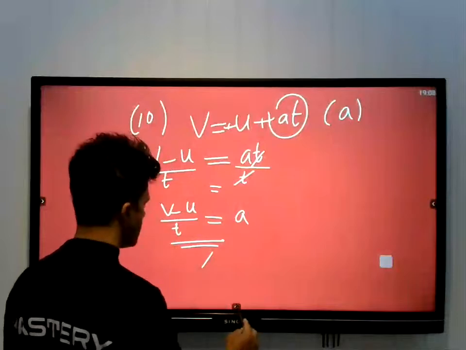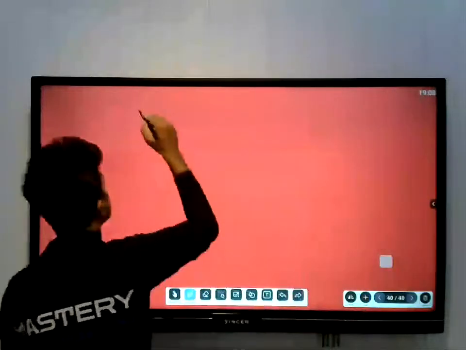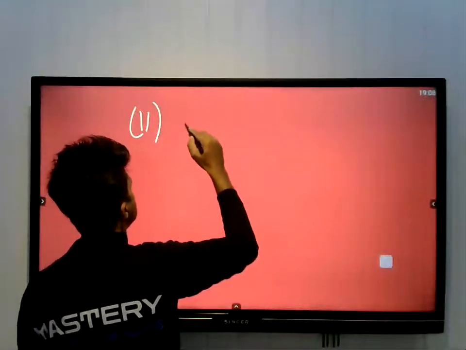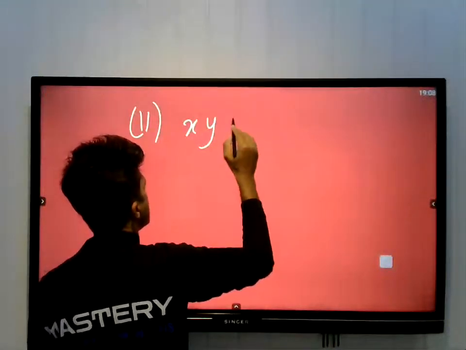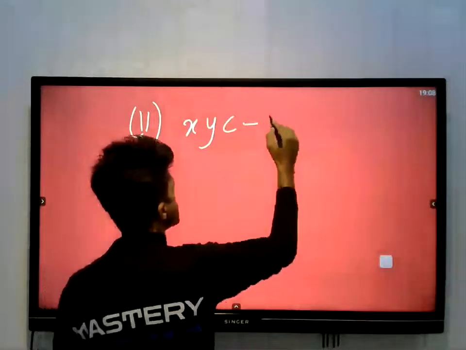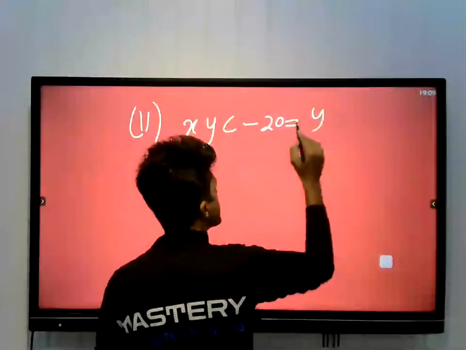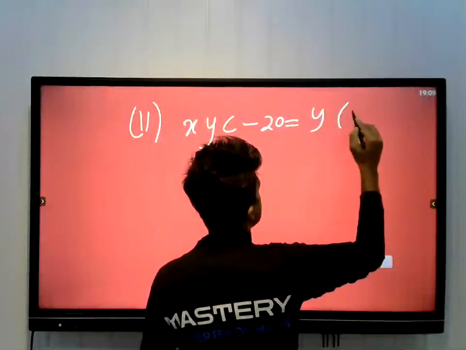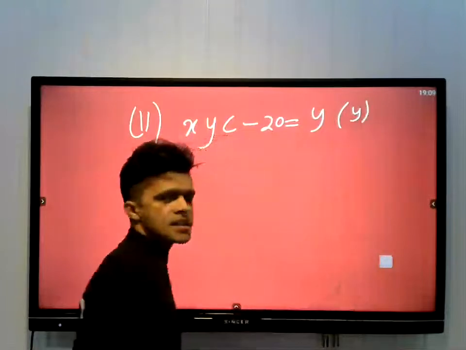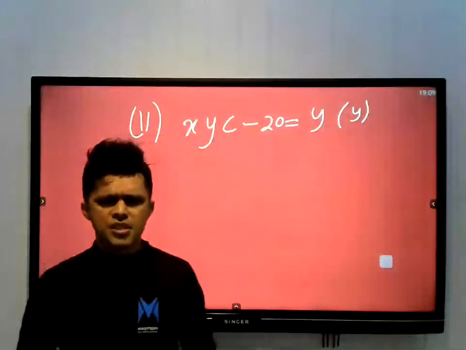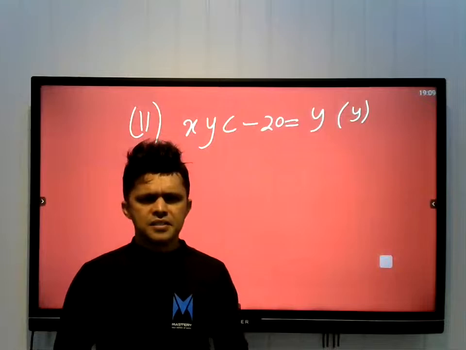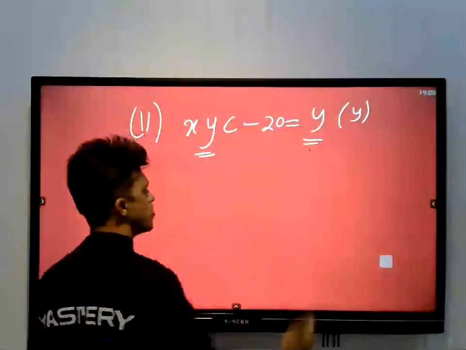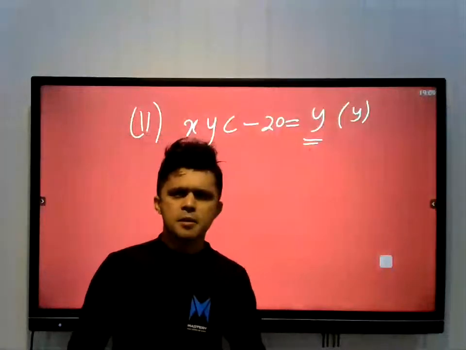So let's do the other one, the 11th form. This type of one. x, y, c minus 20 equals to y. Let's write the term y as the subject. How do you write this one? The term y as the subject. Here y, here y. How could we do it? How can we write the term y as the subject?